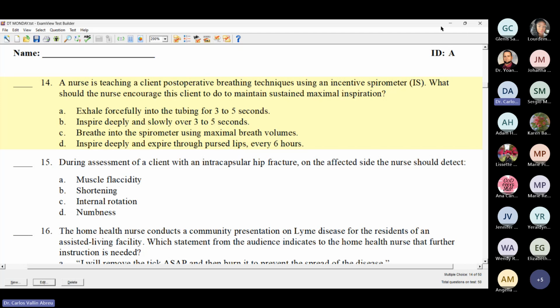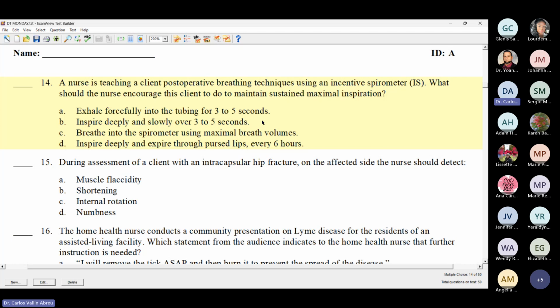So the best option here is option B, inspire deeply and slowly over 3 to 5 seconds. Then when you finish the inspiration, you remove the mouthpiece from your mouth. Try to hold the air as much as you can, 5 seconds, 10 seconds, and then breathe out slowly through pursed lips. This is the way that you need to teach the client to do that. And this should be done 6 to 10 times per hour, not every 6 hours.